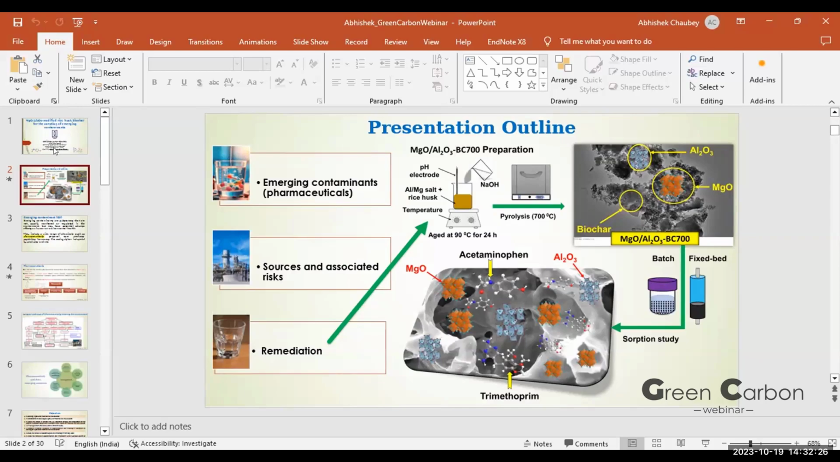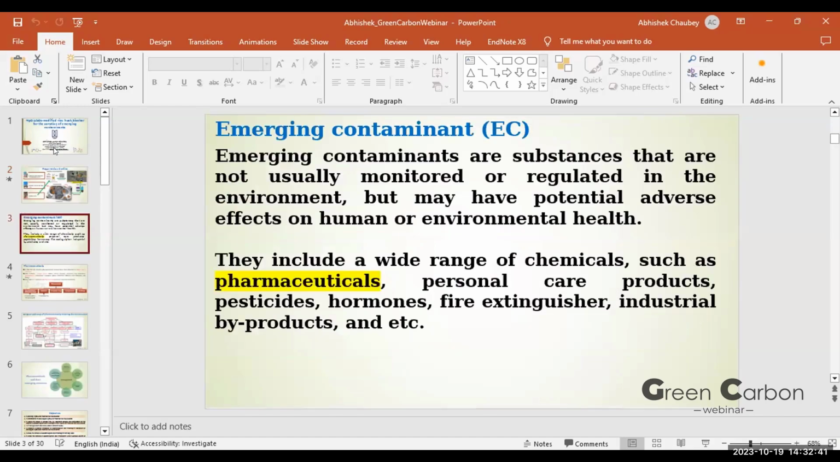the preparation of that particular adsorbent, its characterization, its sorption studies, and try to give the possible interaction of these contaminants, pharmaceuticals, with the adsorbent. So the pharmaceuticals come under the category of emerging contaminants.